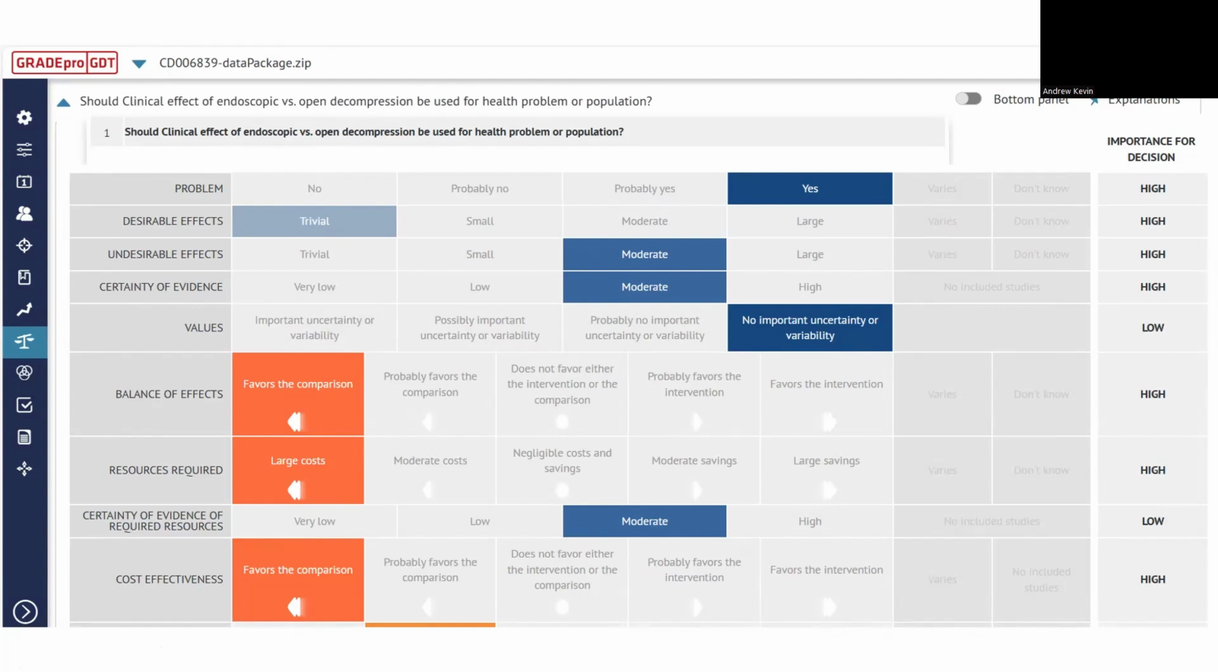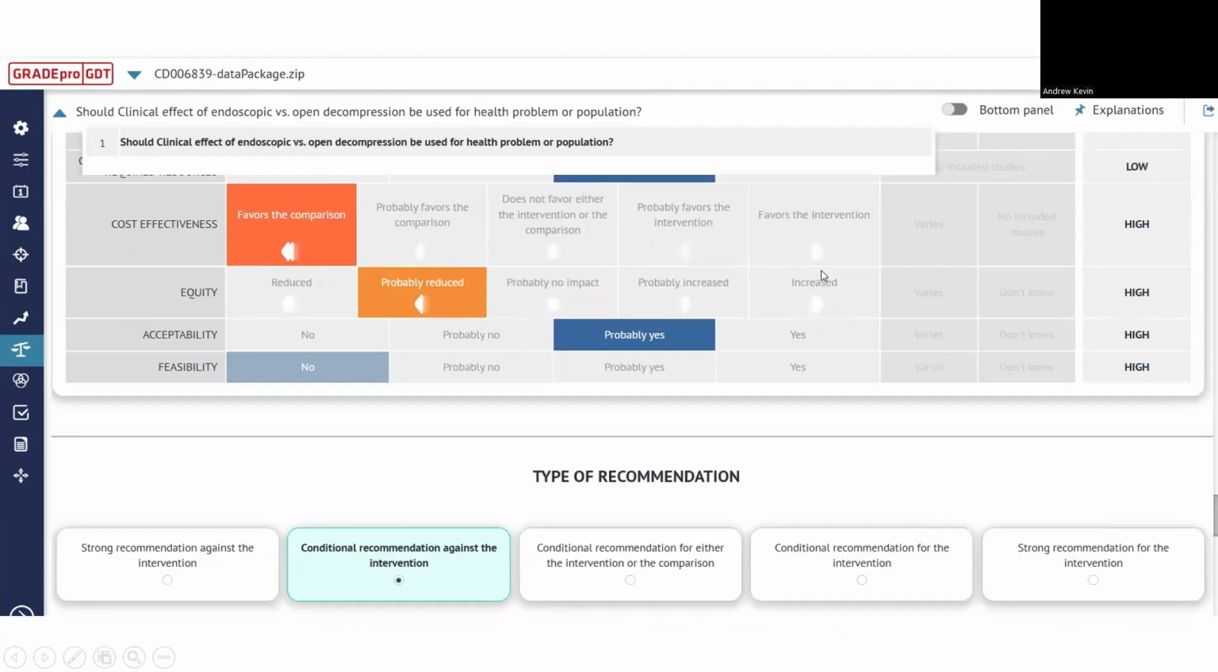So the first problem, which I've rated as yes, it's a significant problem which favors the intervention. It's come as dark blue, yes. The other things, which are undesirable effects, the underlying certainty of evidence, the overall balance of effects, and the resources required, all these are favoring the control group, which is open decompression. So this is the table that will be generated at the end of your GRADE assessment.